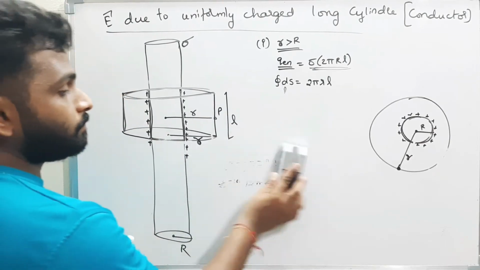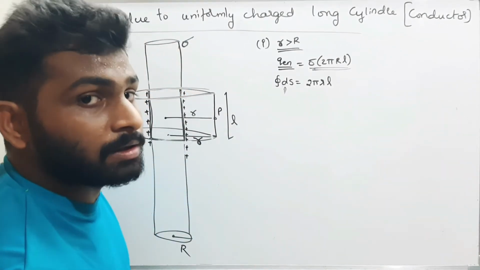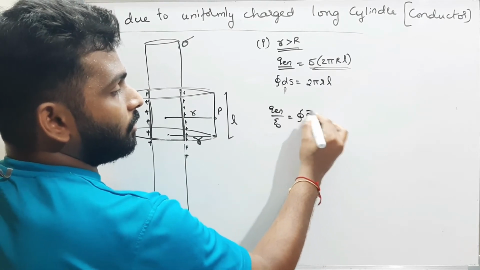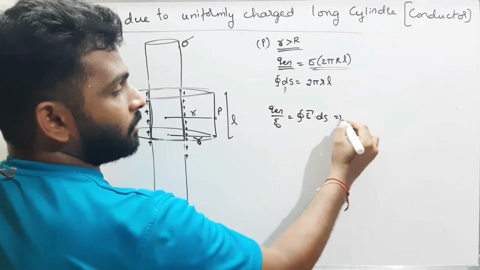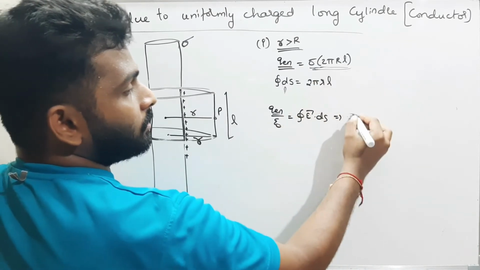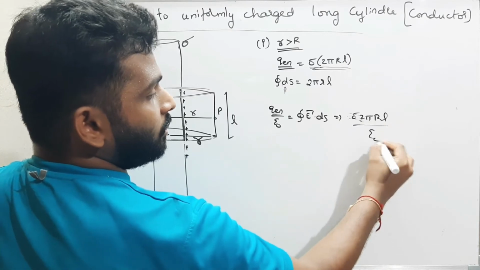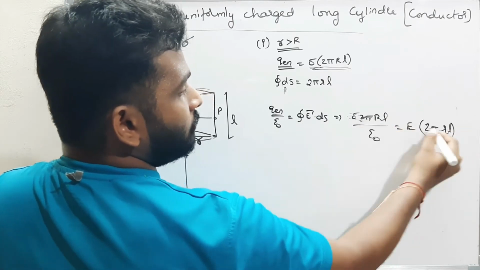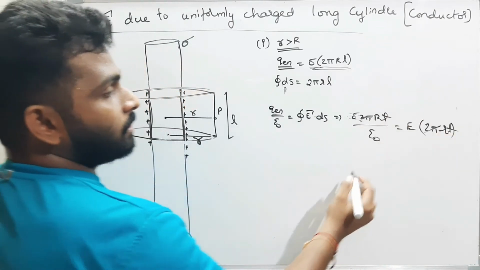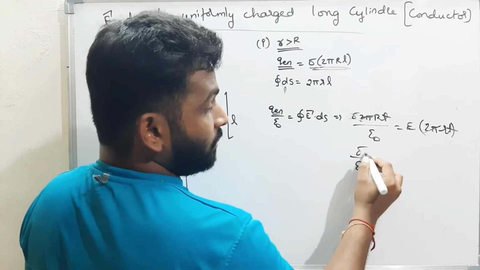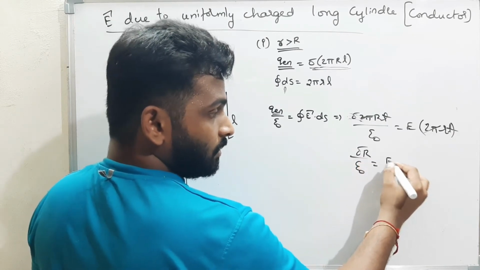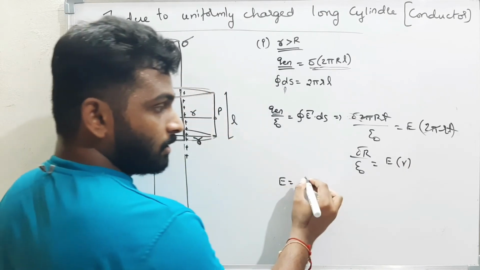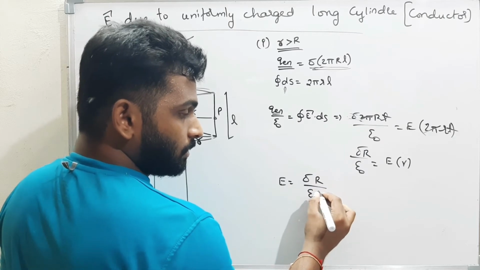Therefore I got everything. Now we have to find the electric field. Q enclosed by epsilon naught must be equal to the surface integral of E dot dS. Q enclosed is sigma 2 pi capital R into L by epsilon naught, which must be equal to E into the area, 2 pi small r into L. The 2 pi cancels off and L cancels off. What is remaining? Sigma R by epsilon naught equals E into small r. What is the electric field? The electric field at a point P which is outside is sigma R by epsilon naught small r.